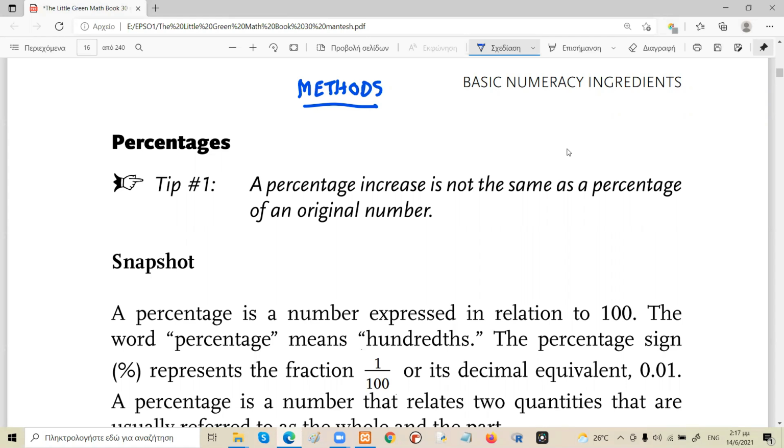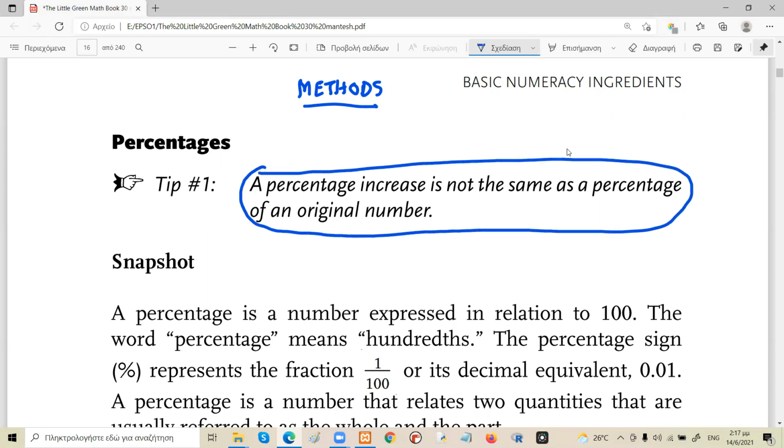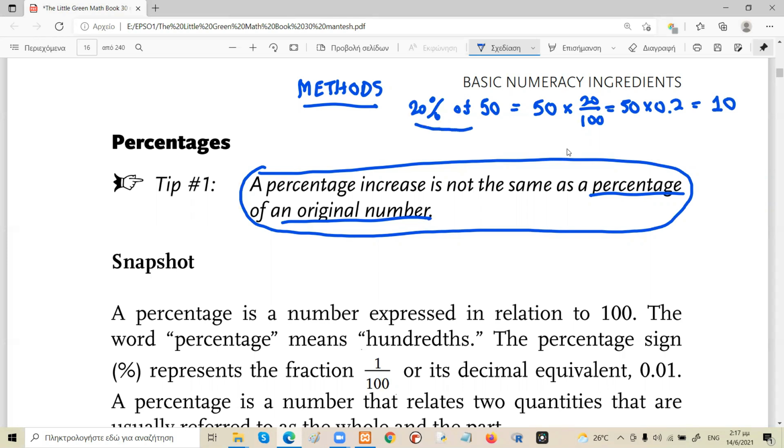So don't confuse a percentage increase with the percentage of an original number. This is very important. So if I were to find 20% of the number 50, you multiply 50 by 20%. So you can say also 50 times 0.2. What you get from this operation is actually 10. So to find the percentage of a number, you multiply the number by the percentage.